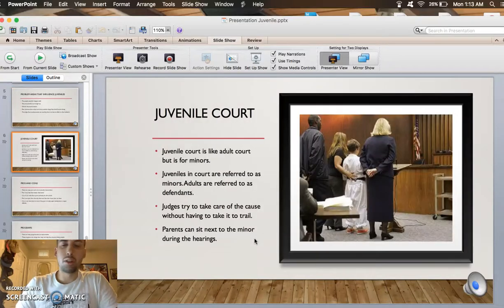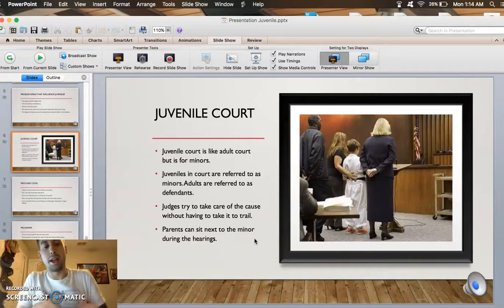Juvenile court, it's just like adult court. It's like the same thing. You get supplied a public defender if you don't have an attorney. They're not referred to as defendants. They're minors, which they are. They're under 18, so they're in a juvenile court, not at normal court. They could be tried as an adult, depending on the severity of the crime.